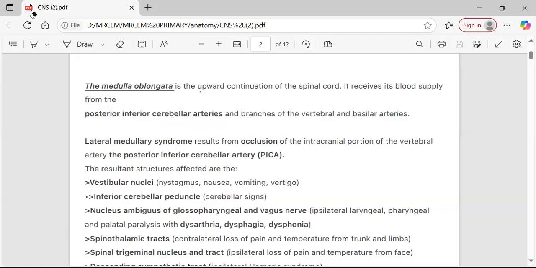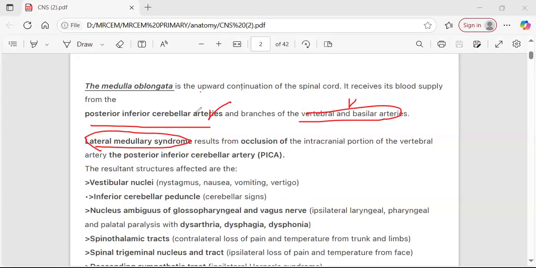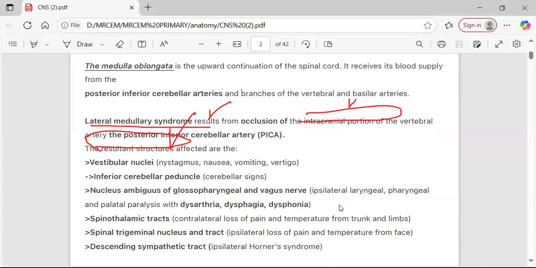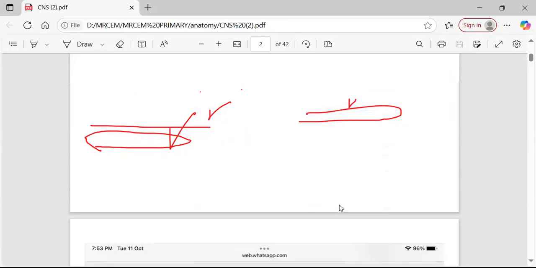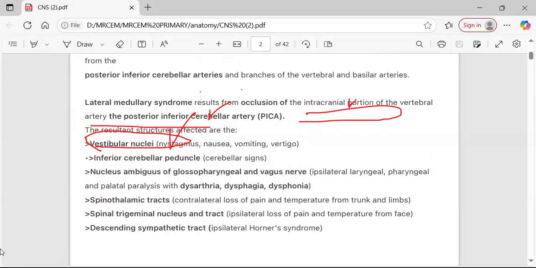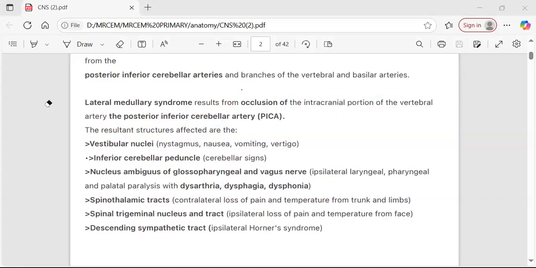Then the medulla oblongata, which is the upward continuation of the spinal cord. It receives blood supply from the posterior inferior cerebellar artery, a branch of the vertebral and basilar arteries. The most important thing in the medulla oblongata is lateral medullary syndrome, and we will also discuss medial medullary syndrome. In lateral medullary syndrome, if you see which nuclei or nerves are affected, then it would be easy for you.